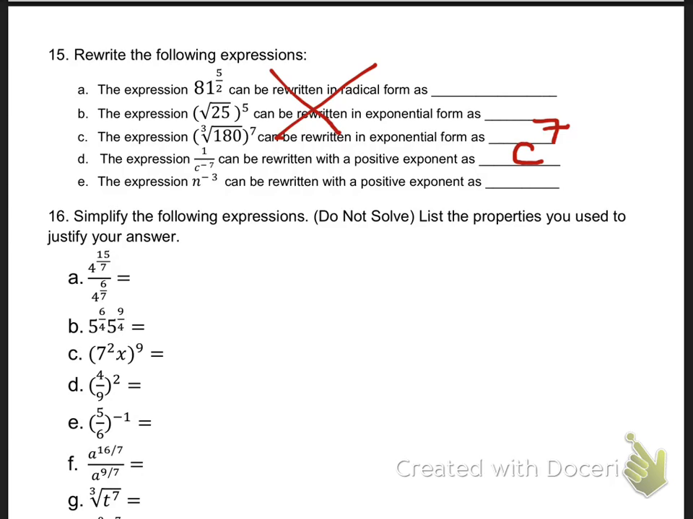Let's look at E. N is to the -3. He's in the numerator. He goes, hey, I don't like where I belong. So now he's going to go in the denominator. And now look, the exponent is positive. All is good with the world.